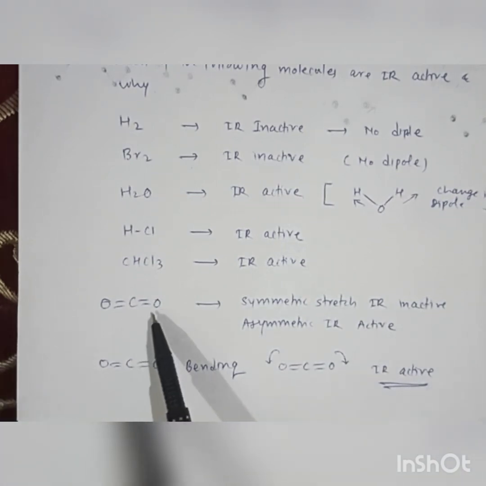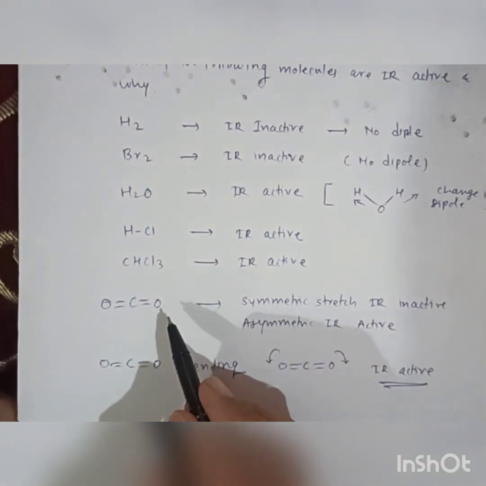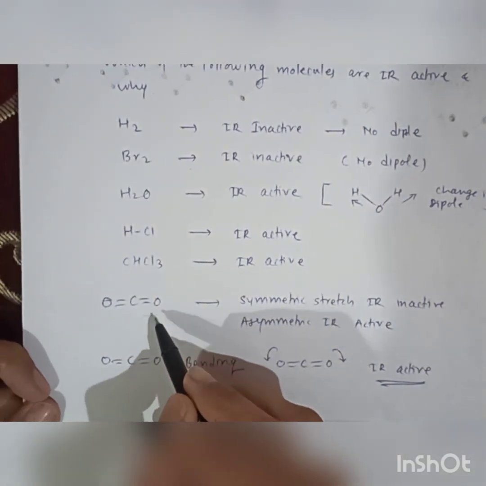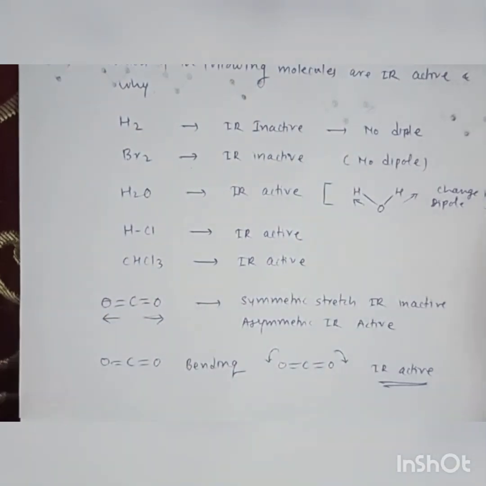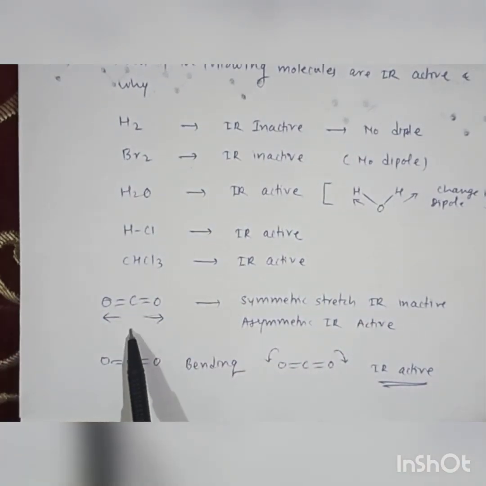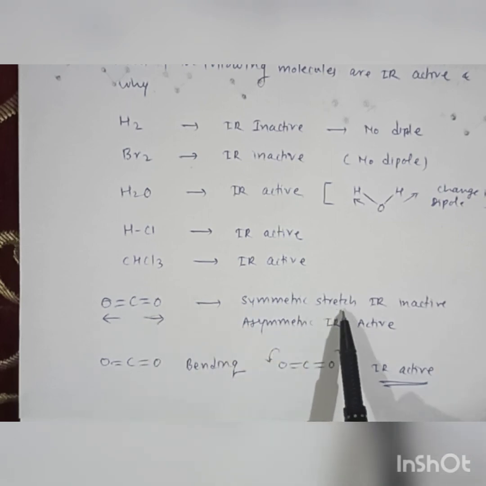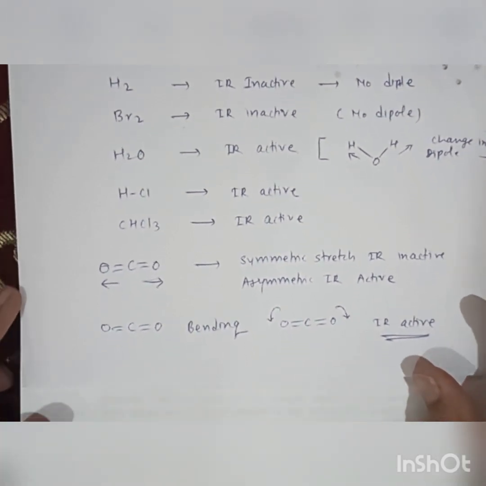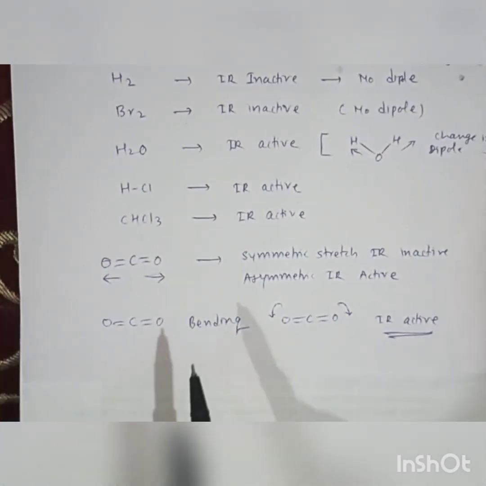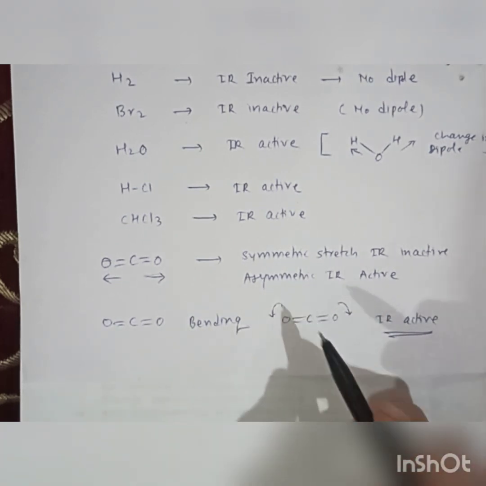Now CO2 molecule, symmetric stretch will be IR inactive. Why? Because if you stretch it symmetrically like this, there will be no change in dipole moment. Dipole is there, but there will be no change in dipole moment. Therefore, symmetric stretch of CO2 will be IR inactive. Whereas asymmetric stretch will be IR active and bending will also be IR active.